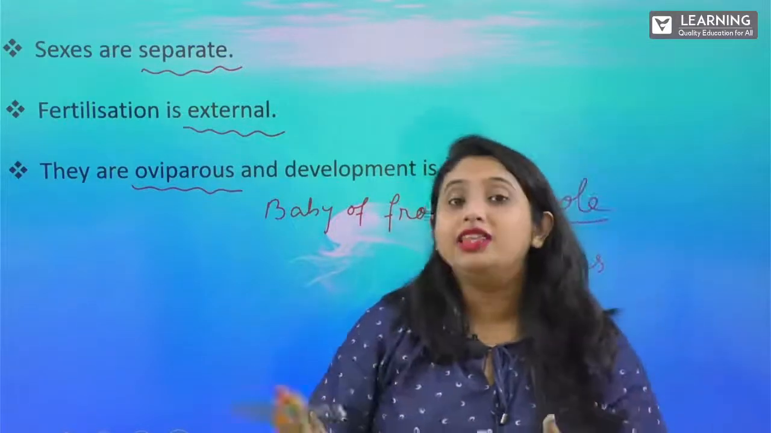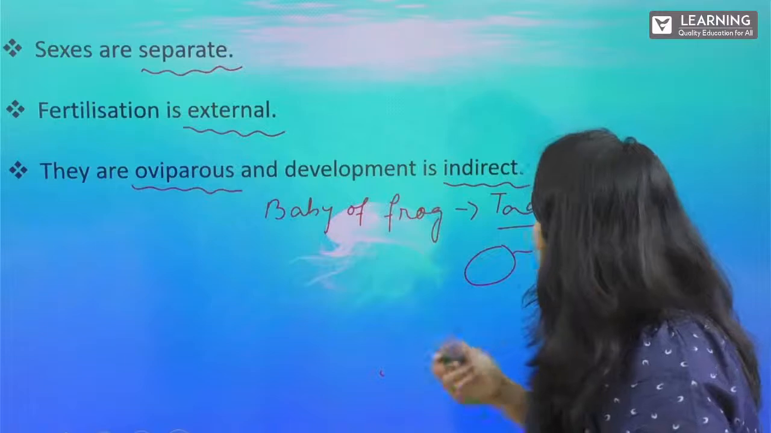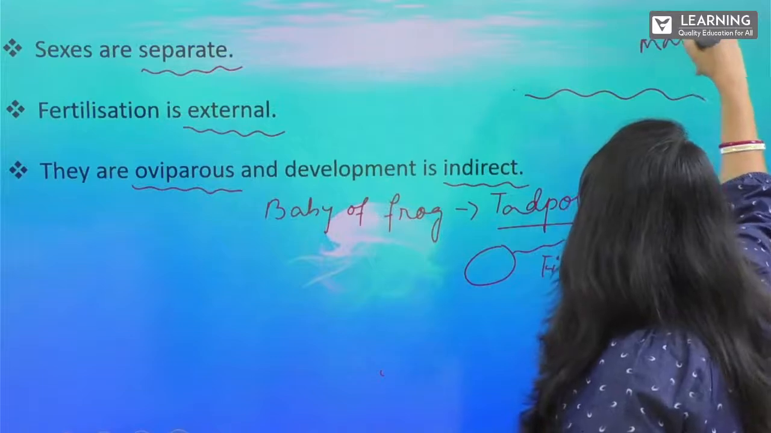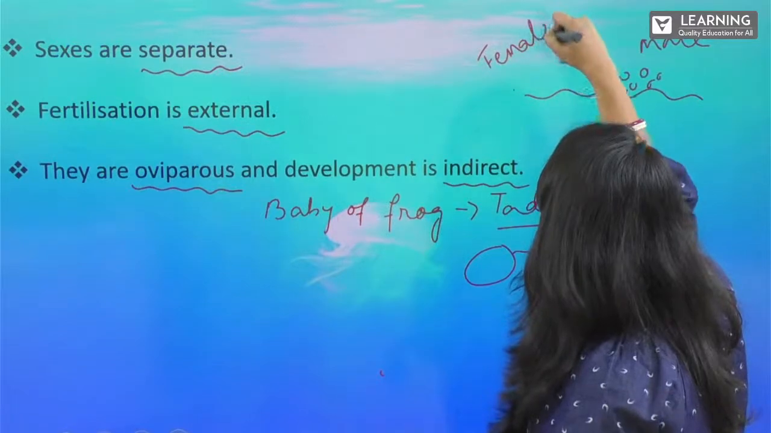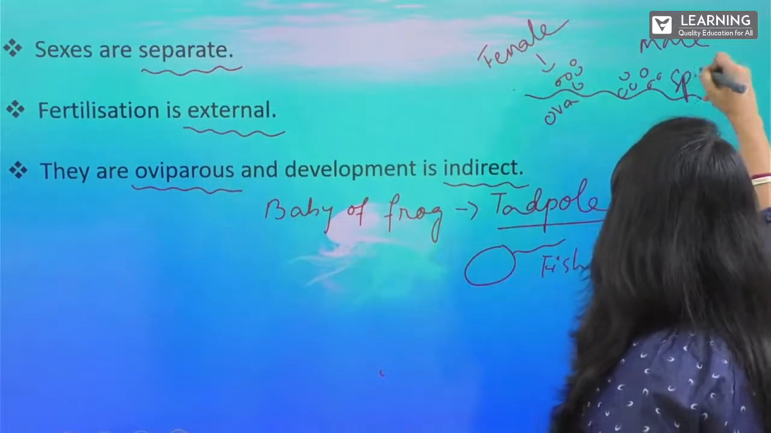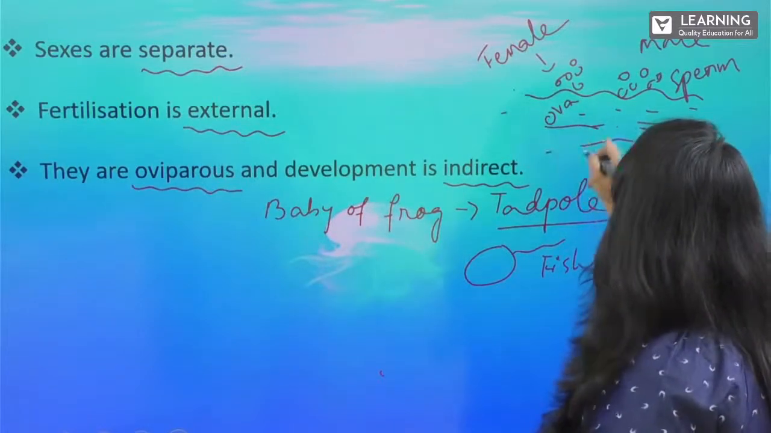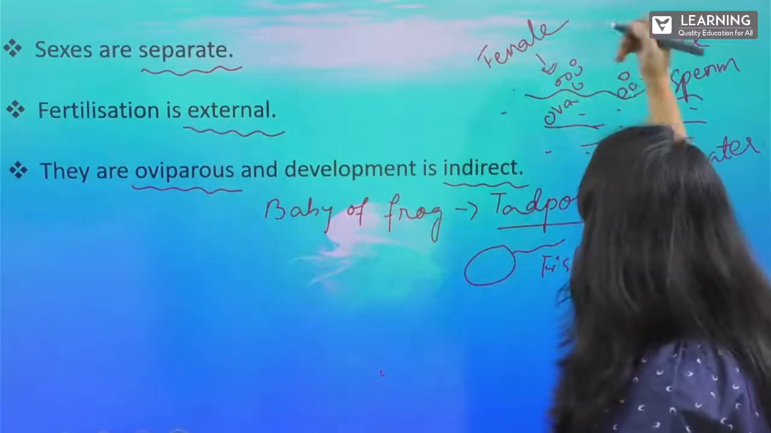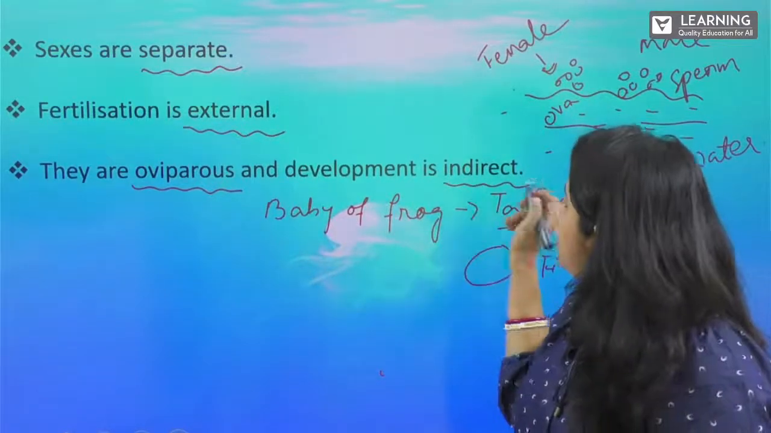Both of them will be releasing the gametes. The male frog will release the sperm into the water and the female will release the ova. The male frog will release the sperms into the water, right? And the female also will be releasing the ova. So it is oviparous. They release it into the water bodies. So what happens? The fertilization is taking place externally, right? So the development is indirect.